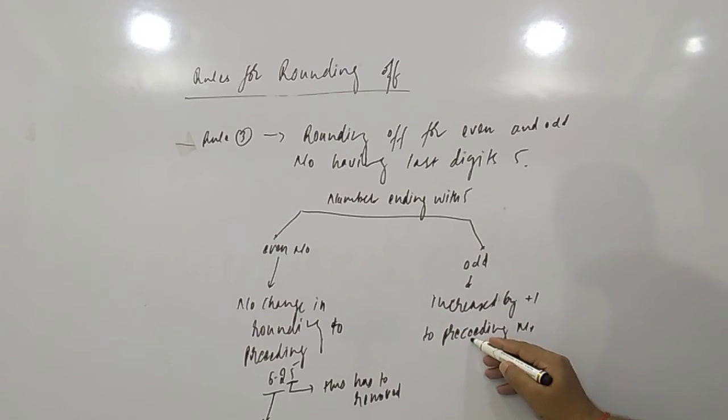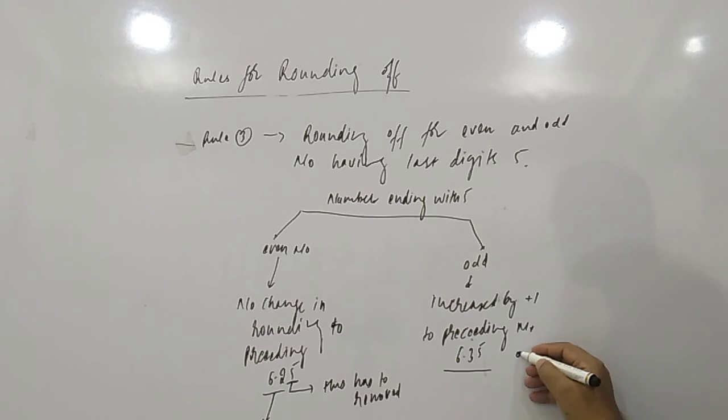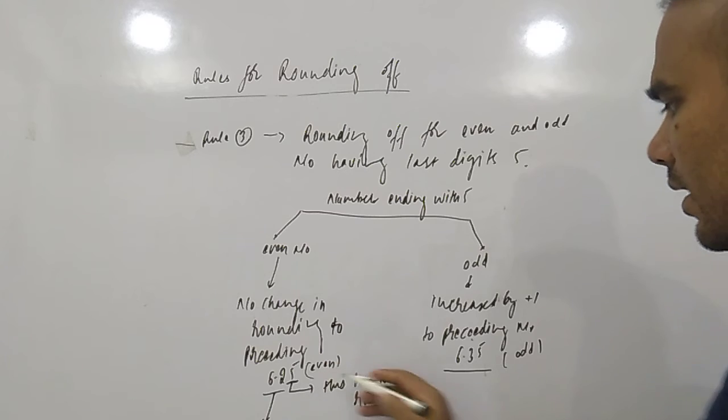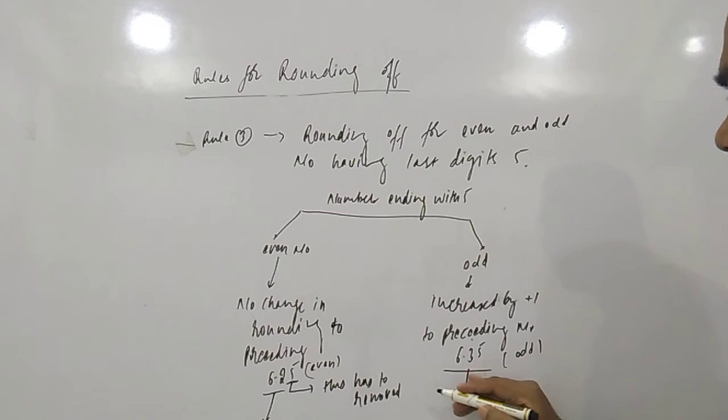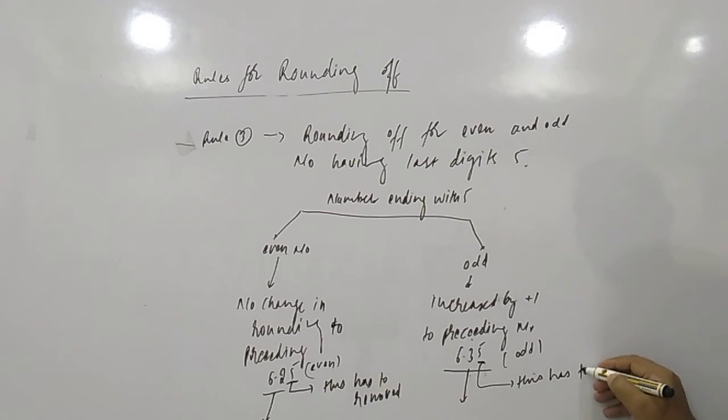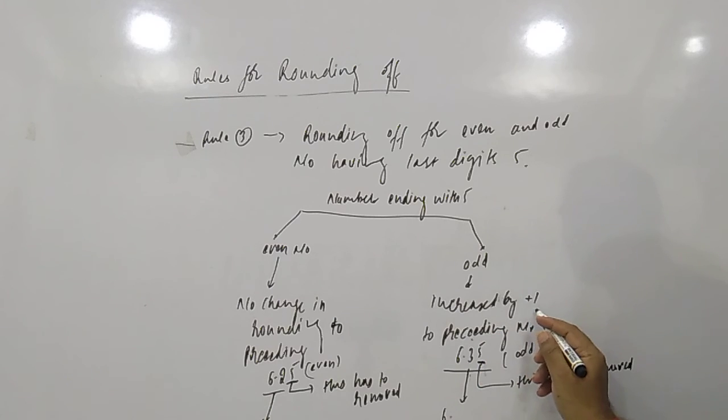Here you see, student, suppose we are having 6.35. So this is an odd number, and that is what we have to check. The 5 has to be removed. So if you want to remove this, student, what we have to do first is increase the preceding number by 1. So 3 is the preceding number, so 6.4.